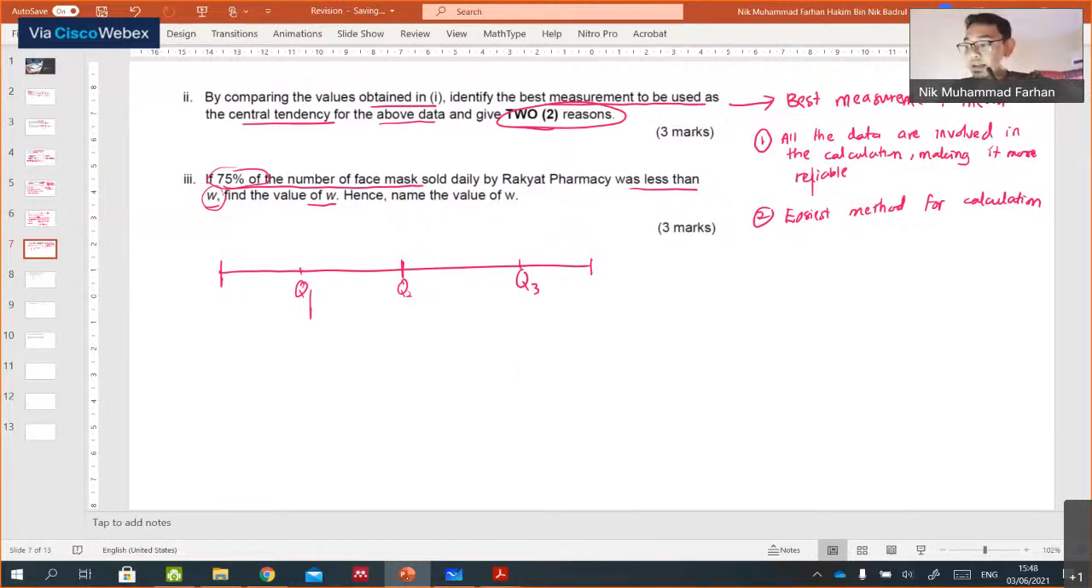If you say here, okay, let's say this is W. So which is less than W? Of course this one. Does it reach 75%? It doesn't reach. Right? It doesn't reach.